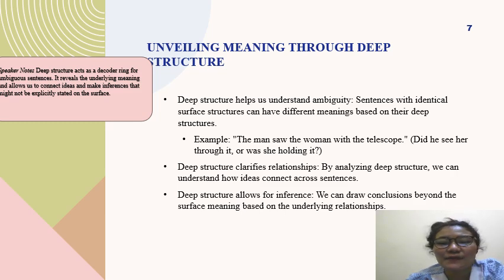Deep structure clarifies relationships. By analyzing deep structure, we can understand how ideas connect across sentences. Deep structure allows for inference. We can draw conclusions beyond the surface meaning based on the underlying relationship.